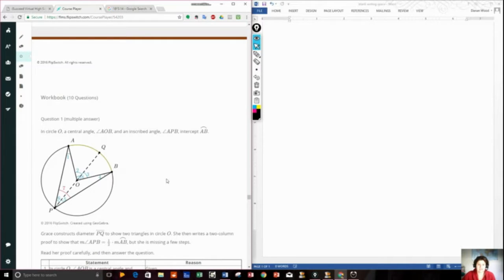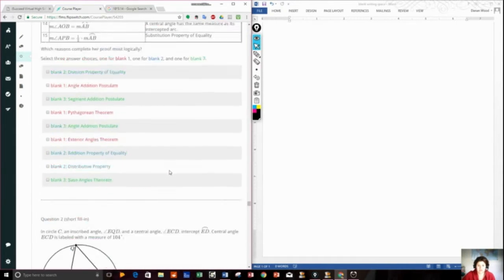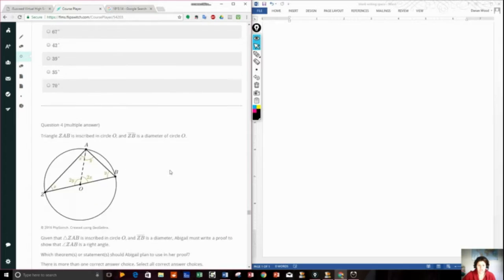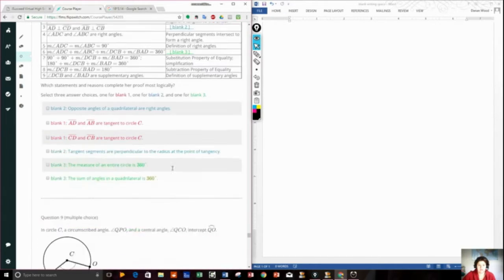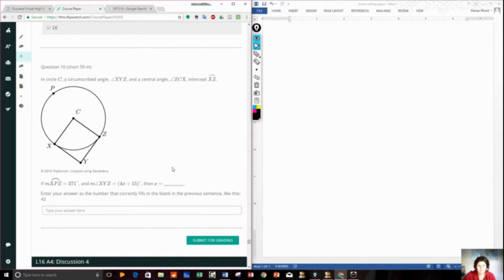Workbook 16. We're going to jump to question 10. Move up from there. Alright, in circle C, a circumscribed angle XYZ and the central angle ZCX intercept the arc XZ.